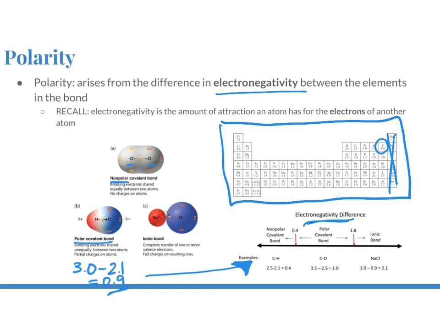As we said, the ionic bond was the complete transfer of one or more valence electrons. So like for this example, sodium really wanted to get rid of his electron. Chlorine really wanted that electron. The electronegativity difference is going to be pretty large, and that would put us into this ionic bond area. So basically summarizing, this polarity, so saying if a bond is polar or nonpolar, is going to be due to the difference in electronegativity between the elements in the bond.